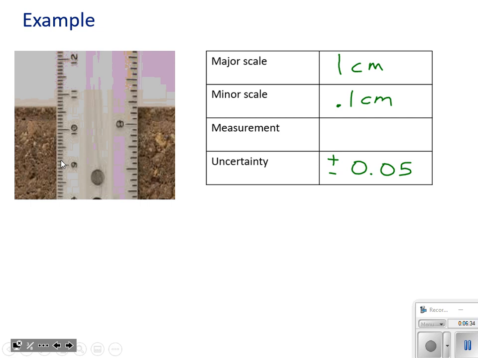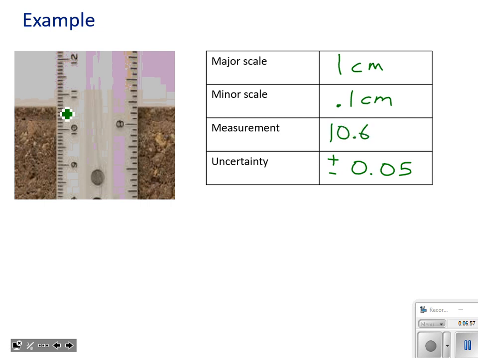My final thing is I have to actually make the measurement. As I am looking at this, I see that I have 10 here. Here is 10.5. I have 10.6. I do not have 10.7 yet. Okay? So I have 10.6.